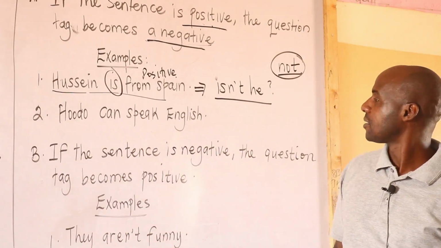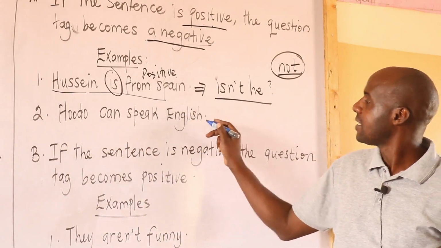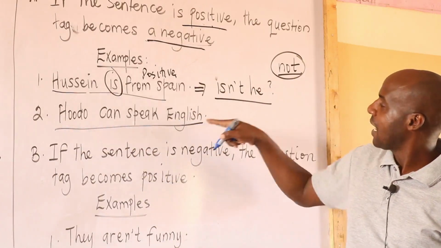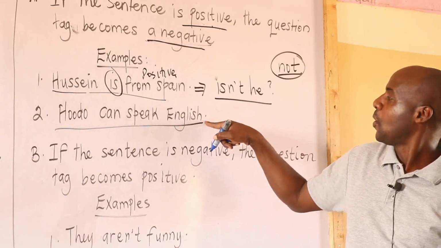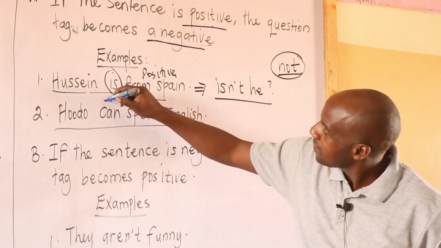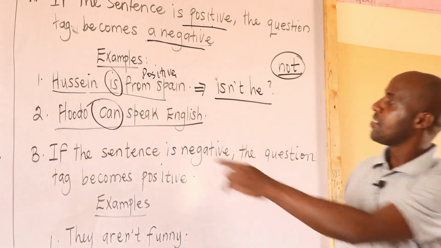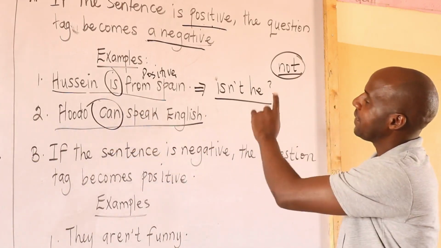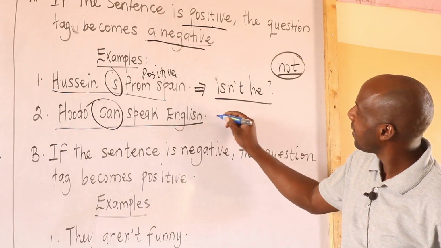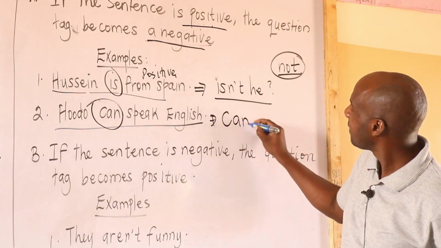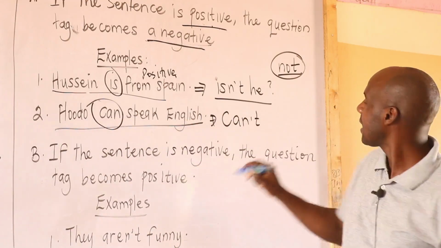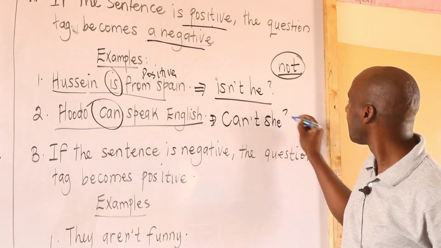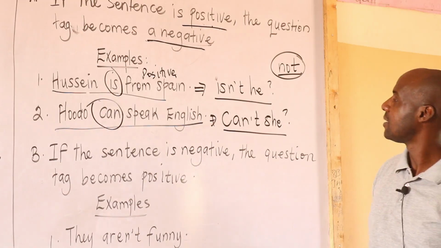Hodo can speak English. This sentence is also a positive sentence. So the question tag for this sentence becomes negative. And here in this sentence, there is a modal verb. So we use can to make the question tag. So we begin with can't. Hodo is a girl, so we use he or she. We use she. Can't she?